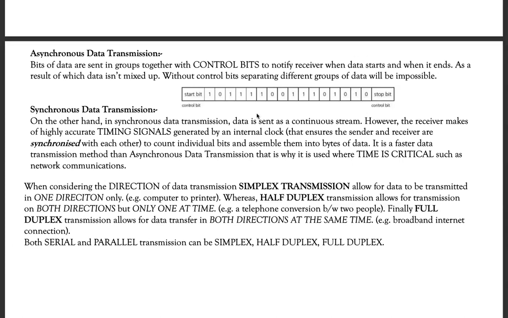So anyway, if I'm using timing signals to signify where a particular data transmission has ended and where another has started, alerting the receiver by using timing signals to separate different data transmissions, that is known as synchronous data transmission. The timings are generated by an internal clock that ensures the sender and receiver are synchronized with each other. So basically, when the time aspect is used, we are talking about synchronous data transmission. It is a faster data transmission method than asynchronous, obviously, and that is why it is used when time is critical, such as network communications as well as your internal components.